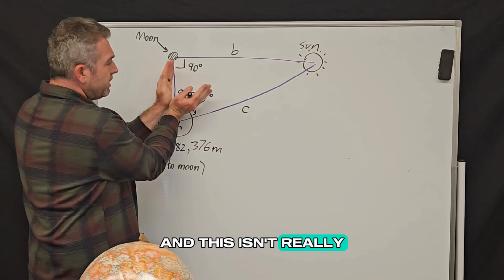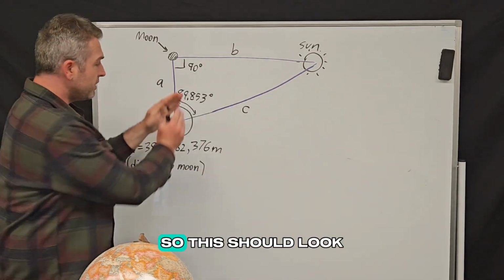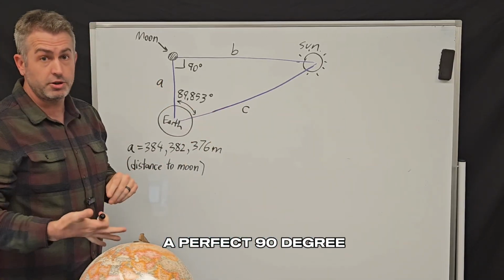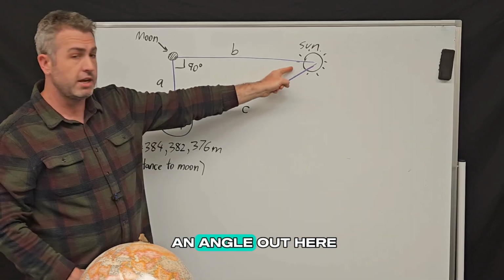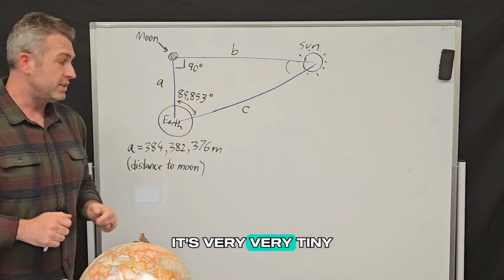And this isn't really accurate in terms of the scale because, again, the sun is very, very far away. So this should look more like a 90-degree angle, and it does. It almost looks like a perfect 90-degree angle there, but it's not quite 90 degrees because it can't be. There has to be an angle out here, right? And that angle is less than a degree. It's very, very tiny, okay?